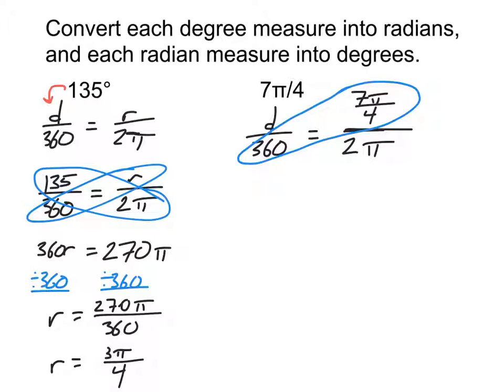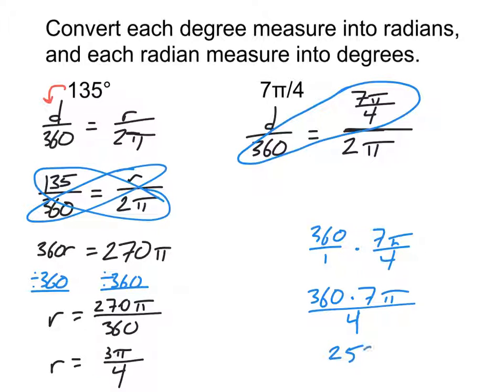Now if I do 360 times 7 pi over 4, that's like doing 360 over 1 times 7 pi over 4. So I'm going to do 360 times 7 pi on the top, and I'm going to do 1 times 4 on the bottom. Well, what's 360 times 7? So on the top then, that's 2,520 pi over 4.